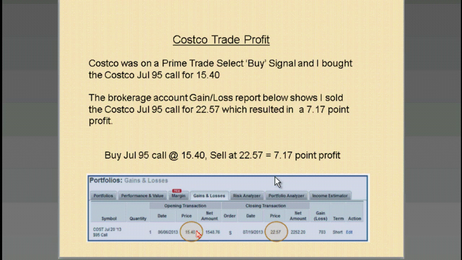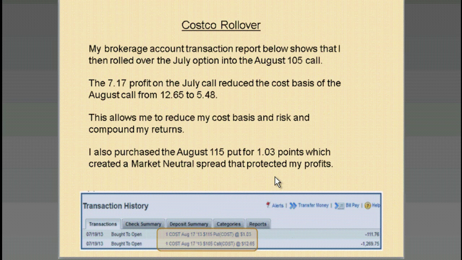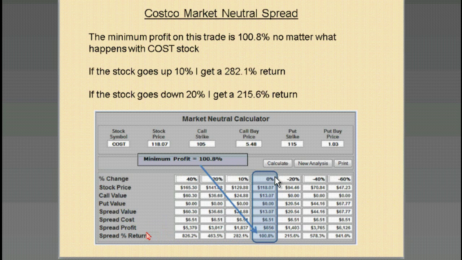So what I want to do is roll this over into the August option, and if I do that, this profit is going to reduce the cost of the August position, and that's what I did. You can see here I bought the August 105 call and then bought the August 115 put, and here's the risk profile for this trade. Now this is after rolling it over and reducing the cost basis of the new trade.